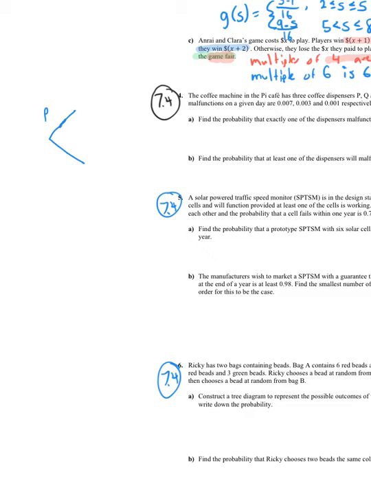And the probability of dispenser P failing was 0.007. The probability of it not failing, 0.993. And then we go to the next one, dispenser Q. And it's going to have 2 possible outcomes.